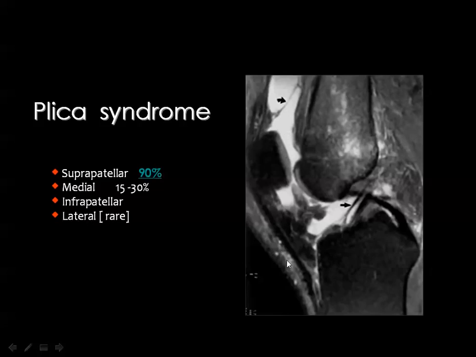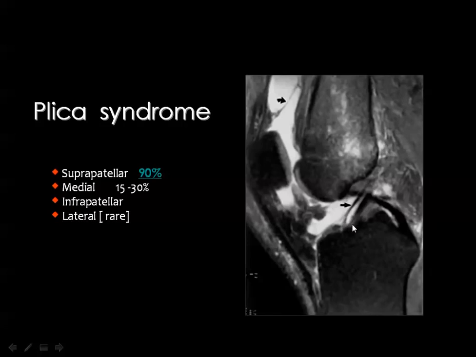Of course, you cannot see the synovial plica unless there is synovial effusion. Then you look in the T2 weighted images, and you can see a band like this. This is known as suprapatellar plica. The next common is the medial plica. The less common is infrapatellar plica, which is located along the course of the anterior cruciate ligament.